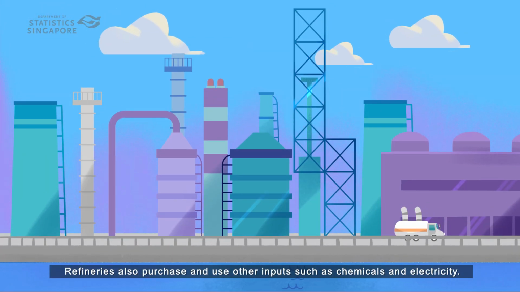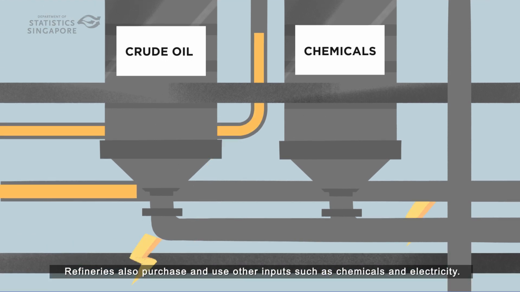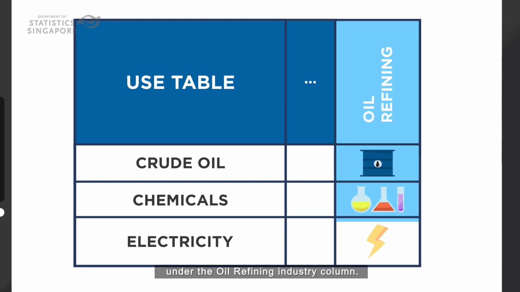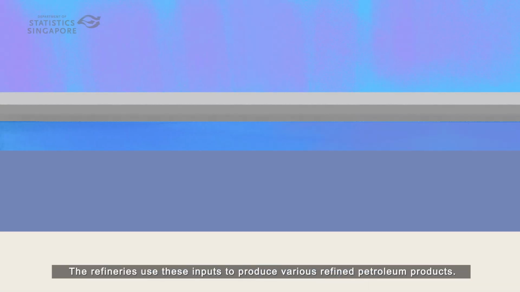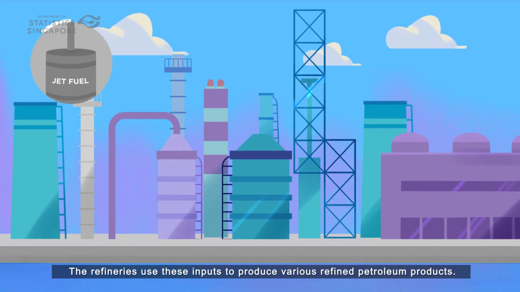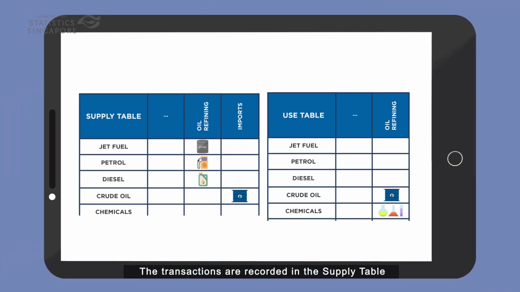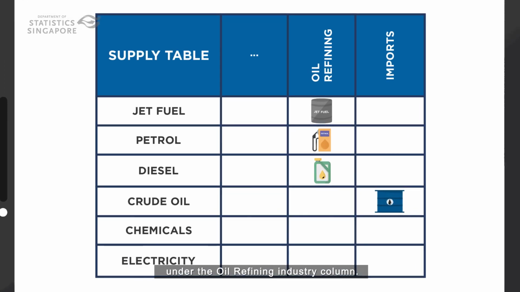Refineries also purchase and use other inputs such as chemicals and electricity. These additional inputs are recorded in the use table under the oil refining industry column. The refineries use these inputs to produce various refined petroleum products. The transactions are recorded in the supply table under the oil refining industry column.